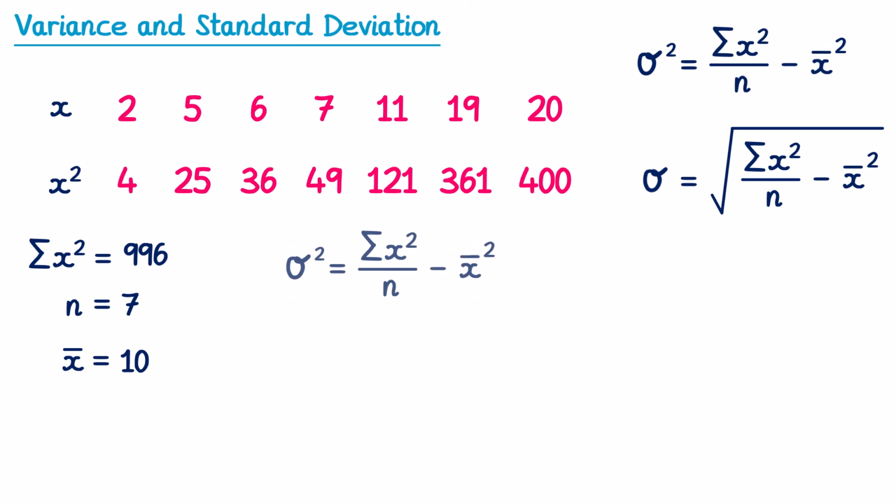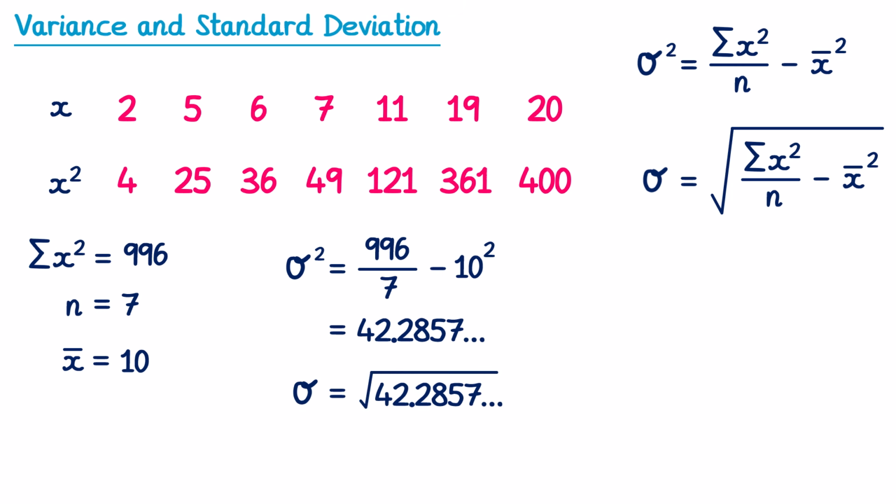We can now just take the formula for the variance and substitute in each of these values. The sum of x squared is 996, n is 7, and x bar is 10. We then just type this into the calculator, and you'll get this value here. To find the standard deviation, we square root the variance, so sigma equals the square root of this number, which will give you this number here.